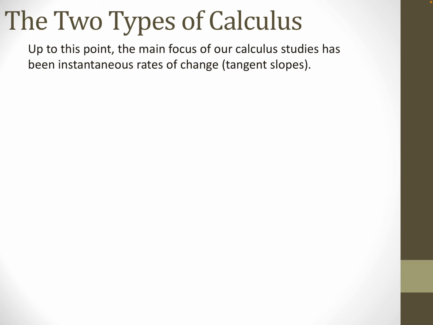Okay, as it turns out, there's two types of calculus. Up to this point, the main focus of our calculus studies has been on instantaneous rates of change, tangent slopes. If someone asked you what calculus is all about, at this point you'd probably answer instantaneous rates of change. That's what we've been doing all the way along, trying to find those tangent slopes. And we've certainly seen a load of applications of tangent slopes and instantaneous rates of change. Now, that type of calculus is called differential calculus. That's what we've been doing up till now.